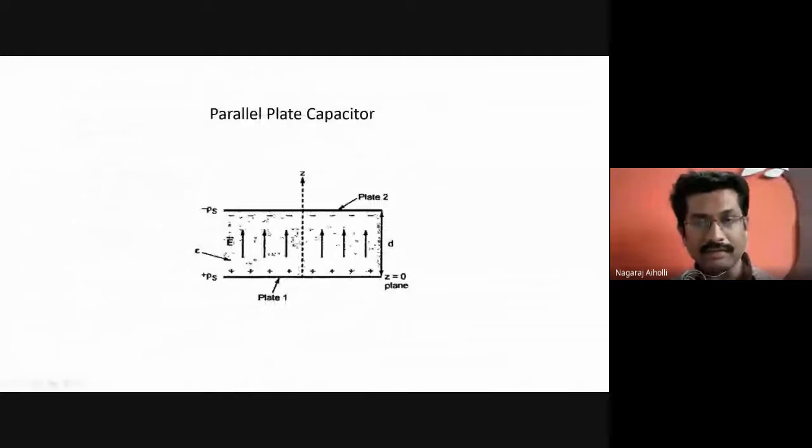Next, if I consider any point, as I told, in between the plates, say the midpoint, then the total electric field intensity at that point will be equal to the summation of the electric field intensities according to the superposition principle. That is, E bar is equal to E1 bar plus E2 bar.